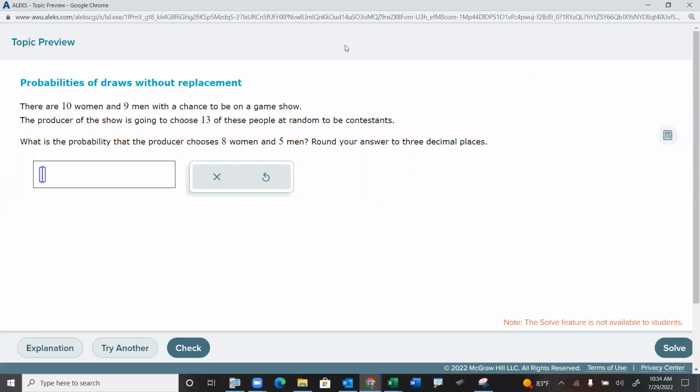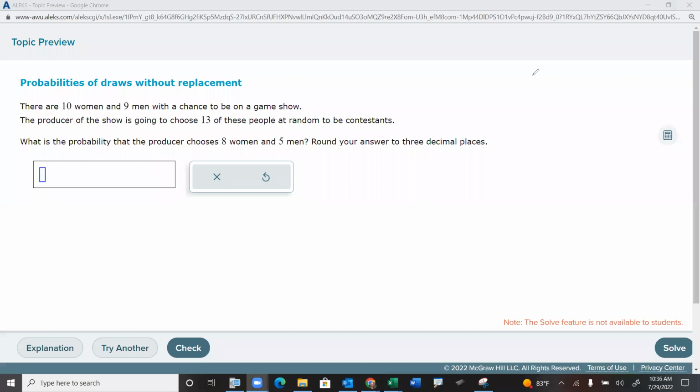Okay, so now we're going to practice dependent events again. I know it's dependent because it talks about without replacement. So there are 10 women and 9 men with a chance to be on a game show. Oh, pick me, pick me. The producer of the show is going to choose 13 of these people at random to be contestants. What is the probability that the producer chooses 8 women and 5 men? Okay, 8 women and 5 men.